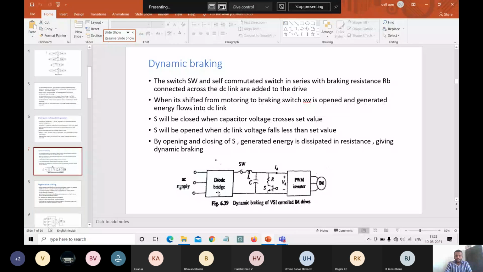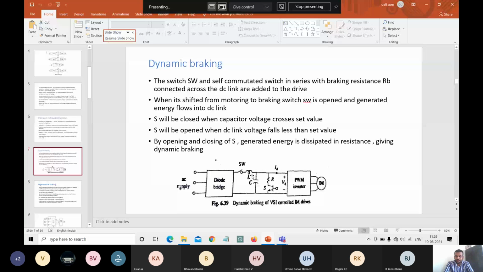So here the generated energy flows into the DC link. So what happens here? The generated energy flows in the DC link. The energy that flows into the DC link charges the capacitor and inductor, right? So the amount of energy that flows into the DC link charges the capacitor as well as the inductor. So this is the fourth point.